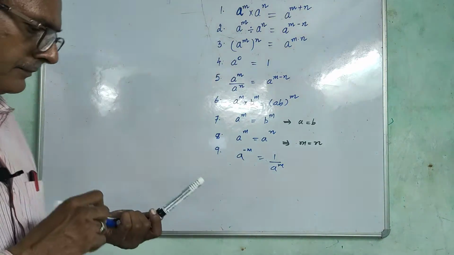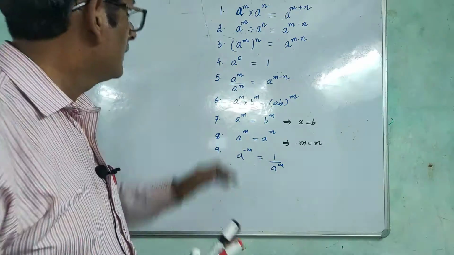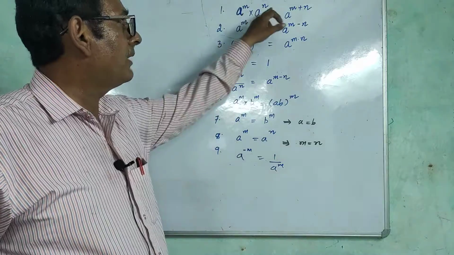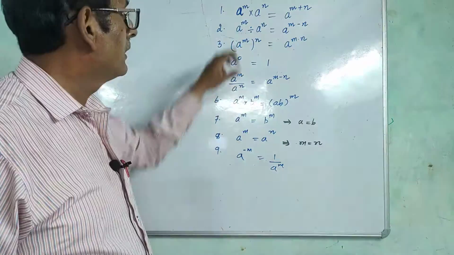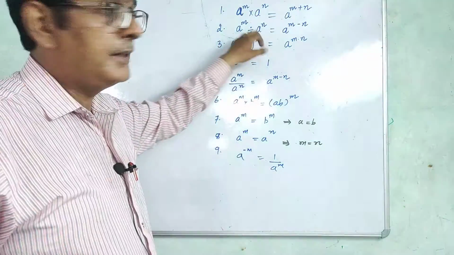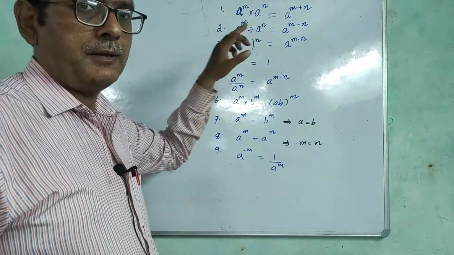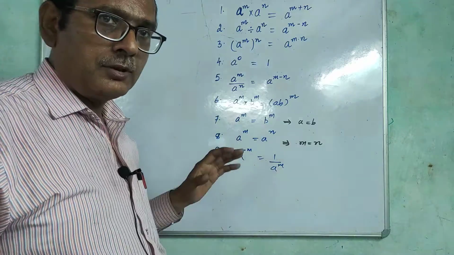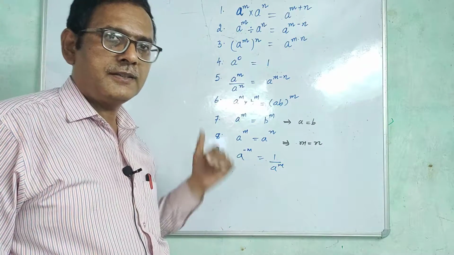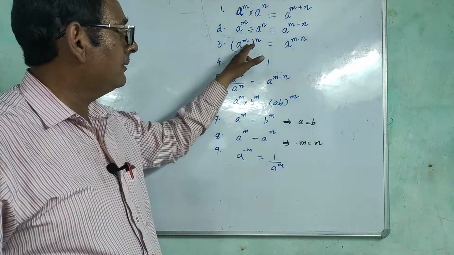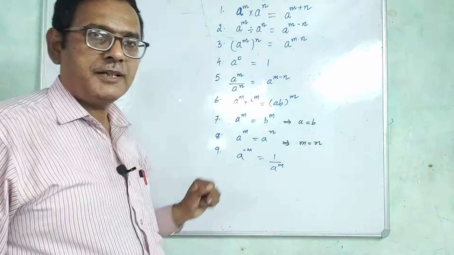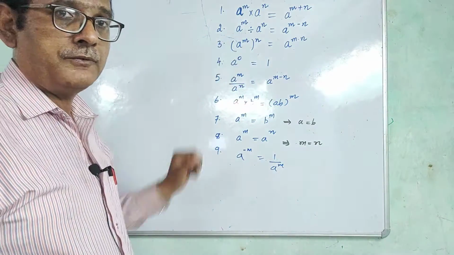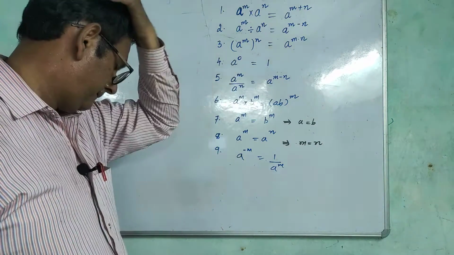That means one by one we'll see if bases are same. In case of multiplication, the powers are added. When bases are same, in case of division, the powers are subtracted. When a is raised to the power of m and the whole thing is raised to the power of n, then the two powers get multiplied. It becomes mn. Any number raised to the power of 0 becomes equal to 1.